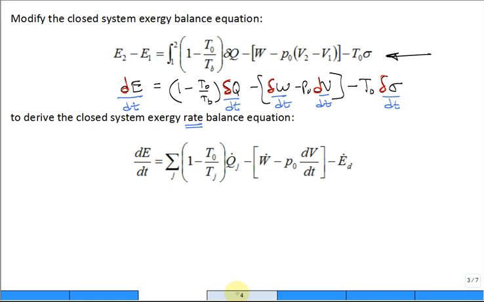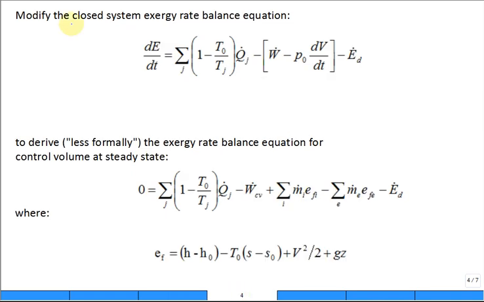So we modify that rate equation for the closed system, and the textbook doesn't give a formal derivation or modification. It just says, look, it's very similar to what we did in the previous chapters for an energy balance. And so you say, we're going to do an exergy rate balance equation for an open system, a control volume. Almost all of our problems are steady state, so forget that term. It's steady state, so everything on the left-hand side is zero.